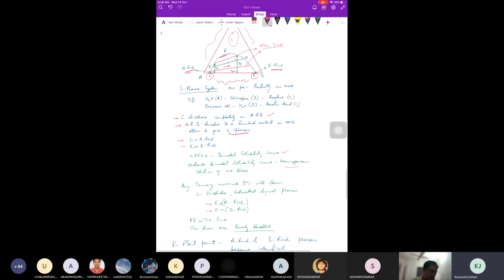Okay. So any ternary mixture, suppose you take a point M here, it will form 2 insoluble saturated liquid phases. One will be A rich and one will be B rich. One is called raffinate phase, R is raffinate and E is extract. Extract is where we want the desired product. Raffinate is not desired. So we took a point, and it will separate into 2 phases, which will be this, R and E, and this is called a tie line.